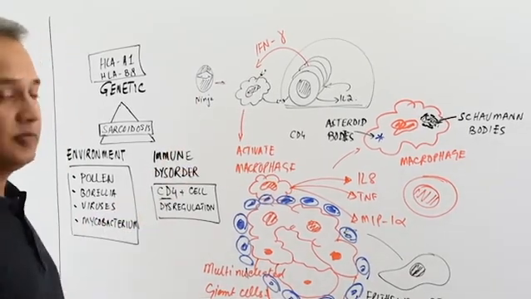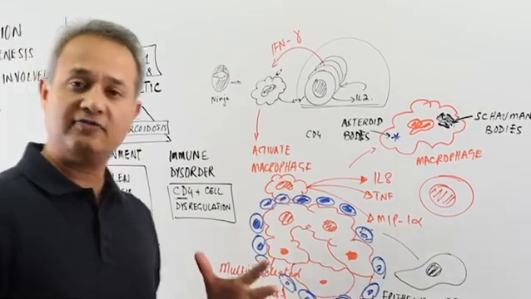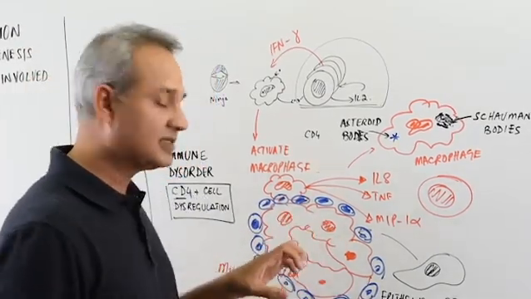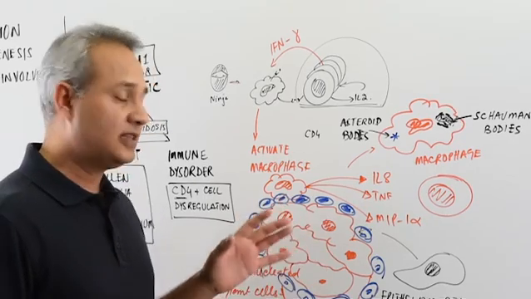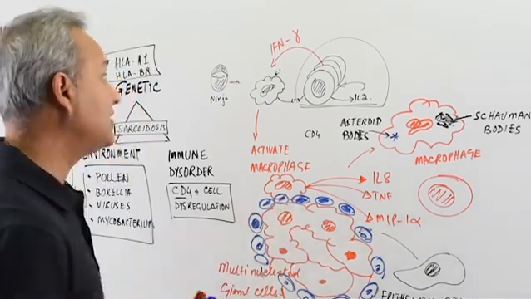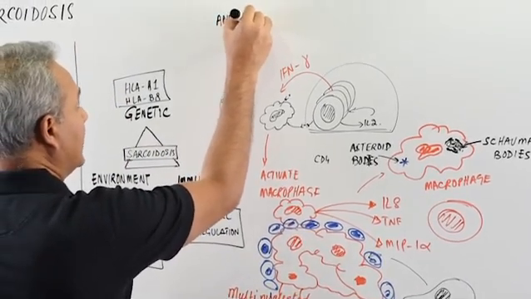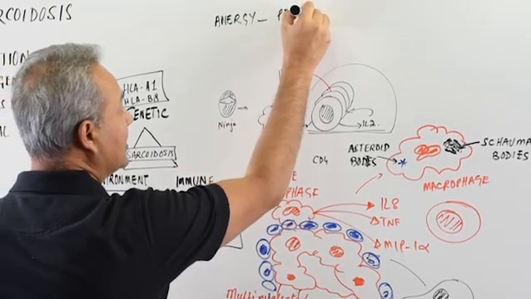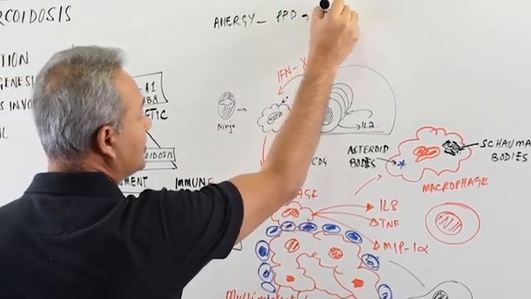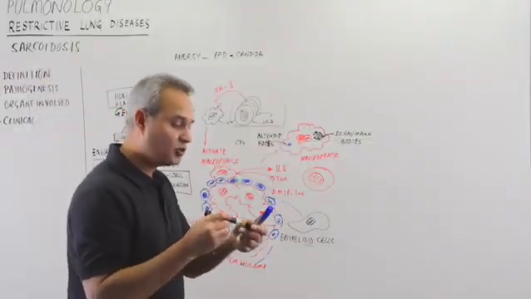At the same time, imagine with this pathogenesis, with this mechanism, what will happen to the CD4 cells? The CD4 cells are consumed, and due to that there will be anergy, A-N-E-R-G-Y, anergy to PPD and Candida-like skin tests. So what does that mean?